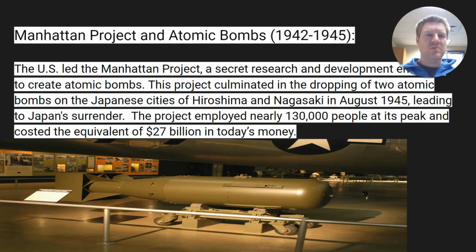Manhattan Project. So this was the project used to build the atomic bomb. It was a top secret project led by the United States to create a super weapon. They wanted to make the weapon that would end all weapons. The bomb was developed by nearly 130,000 people at its peak, including scientists, engineers, test workers who would be detonating test bombs, a lot of soldiers, and it cost $27 billion in today's money.